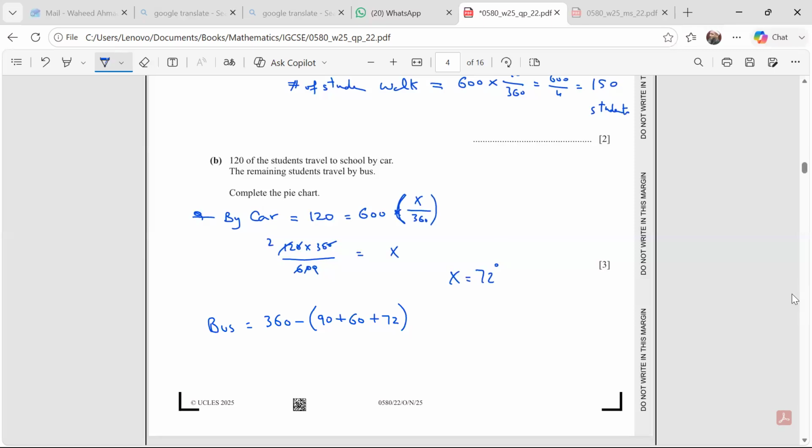Make sense? So 90 plus 60 plus 72. This would be 360 minus, and when you add them all together, 90 plus 60 plus 72. So this is 222, and 360 minus... I think I'm making some mistake.